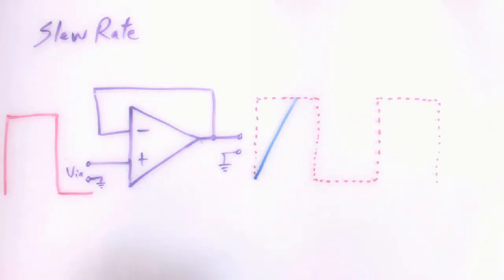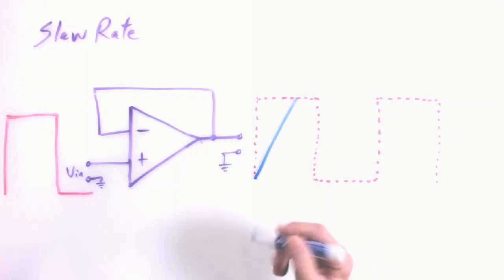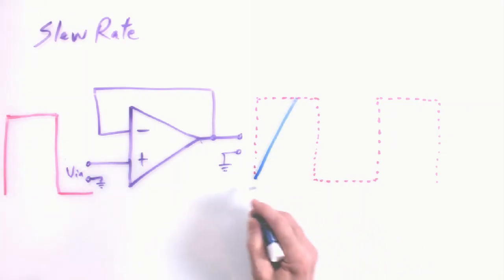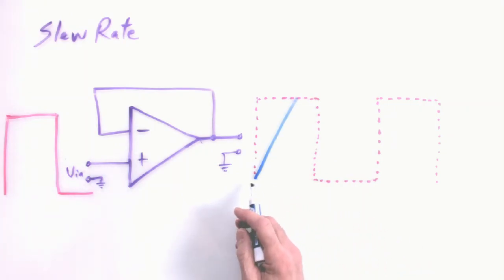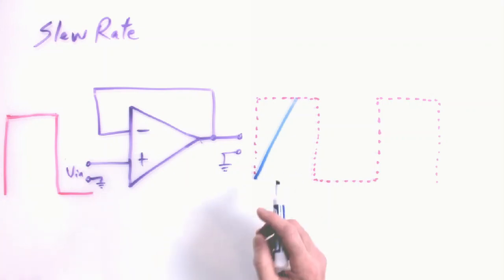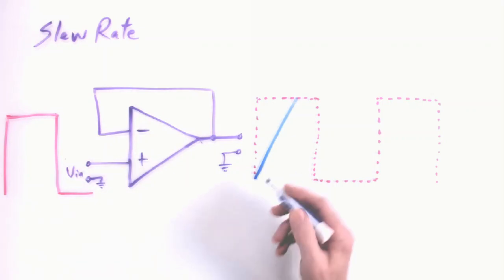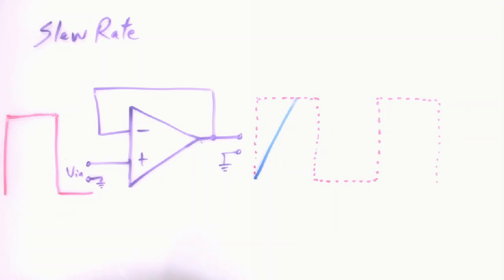The slew rate is simply the slope of this line that would show up on your scope. Of course, you have to sweep your scope fast enough to maybe stretch this out to make it easy to measure. But that's all there is to measuring the slew rate. Just use a square wave.